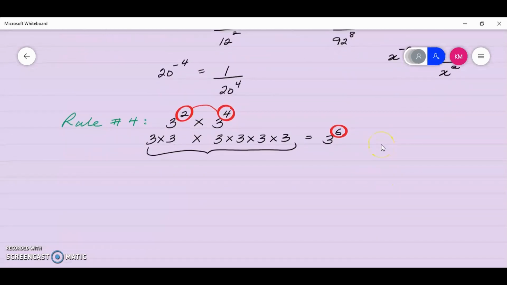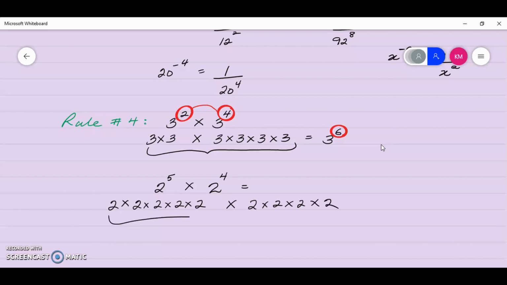Let's say we have 2 raised to the power 5 multiplied by 2 raised to the power 4. This is actually 2 by itself 5 times multiplied by 2 by itself 4 times. How many times in total did I multiply 2? I'm going to notice I multiplied 2 by itself 9 times. So what we did is we simply added 5 and 4 and we got 9.